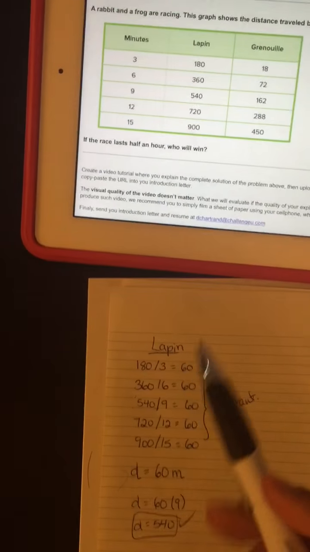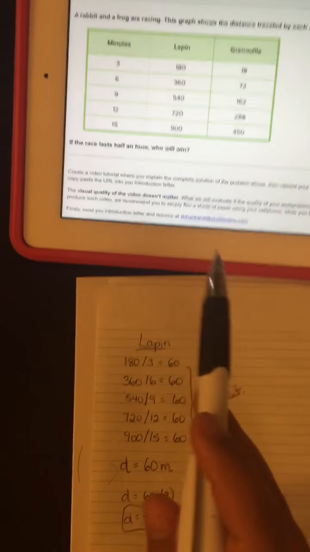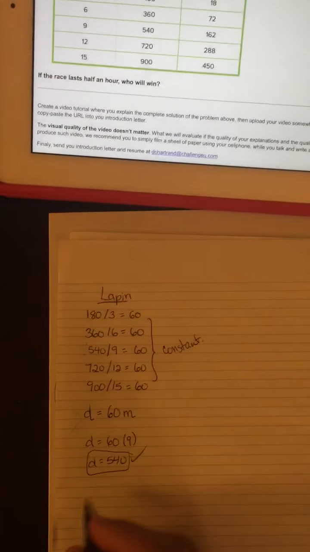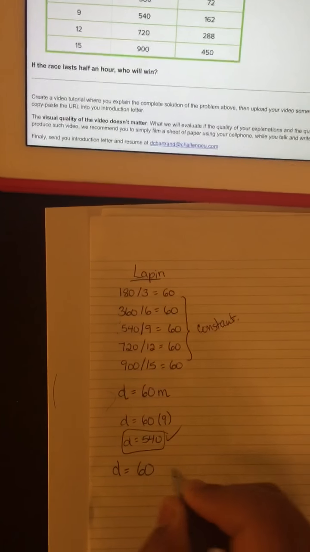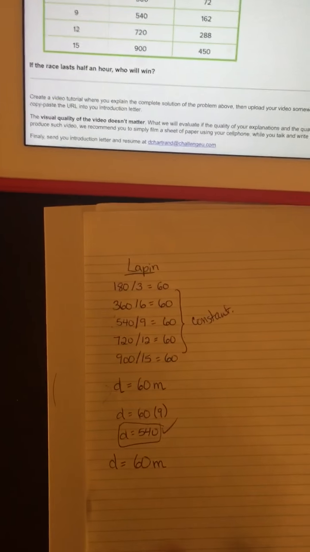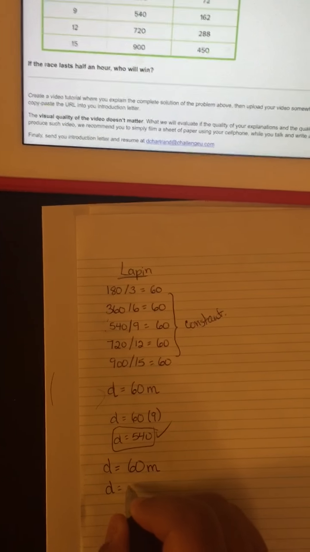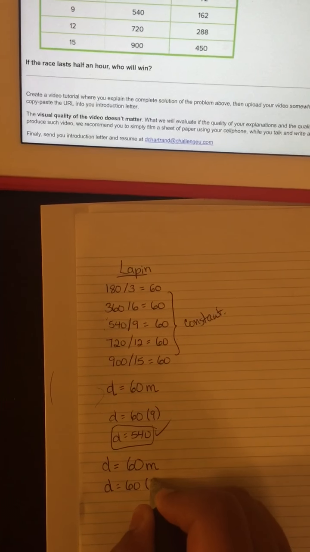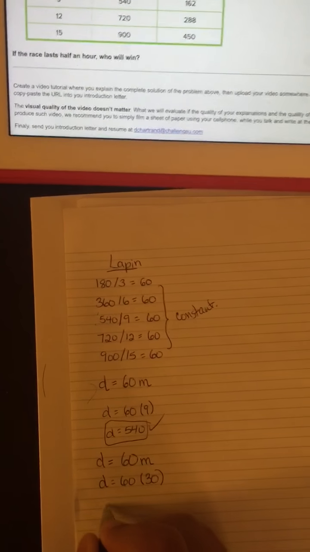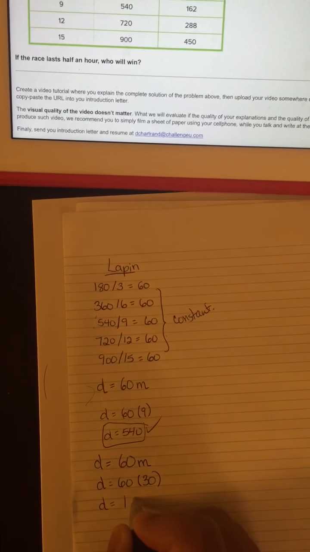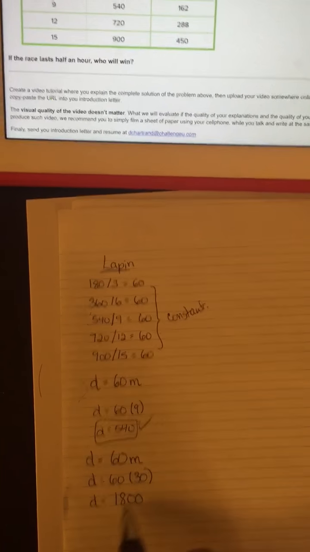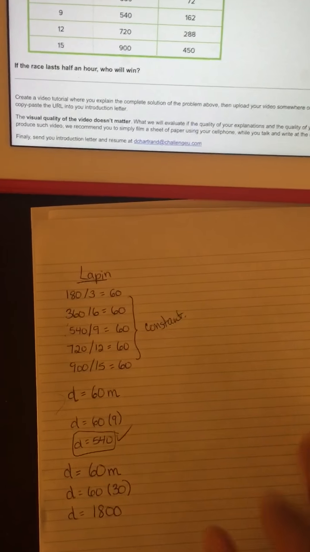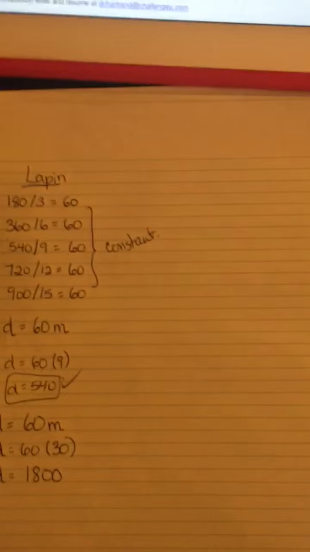So now I go back to my question. My question says he'll have run for half an hour. So let's take my algebraic expression of distance is equal to 60 times the number of minutes. His distance is equal to 60 times half an hour, which is 30 minutes. And so his distance is equal to 1,800, which is the 6 times 3 is 18, and add in your 2 zeros. So that's the distance after half an hour for my rabbit.